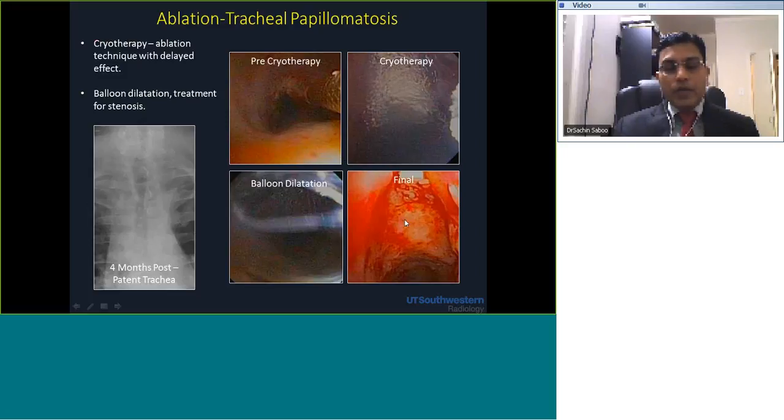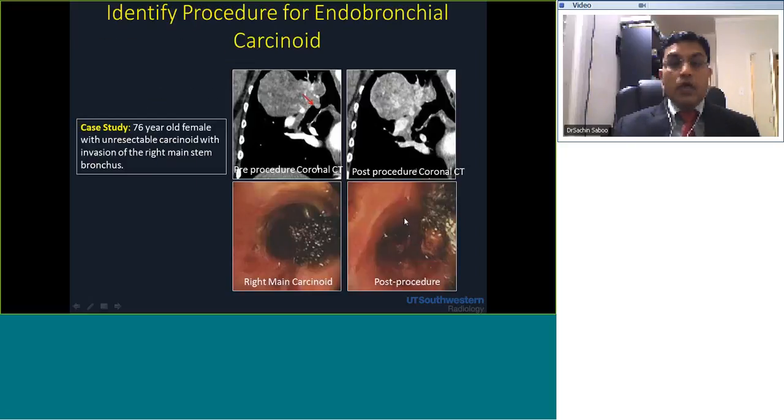So let's identify the procedure that is done for endobronchial carcinoid in this patient. This is a 76-year-old female, and this procedure is done for unresectable carcinoid for palliative purposes. This is a pre-procedure coronal CT. It shows a large right upper lobe carcinoid tumor extending to the right main bronchus, and you can see the carcinoid here on the pre-procedure bronchoscopy image.